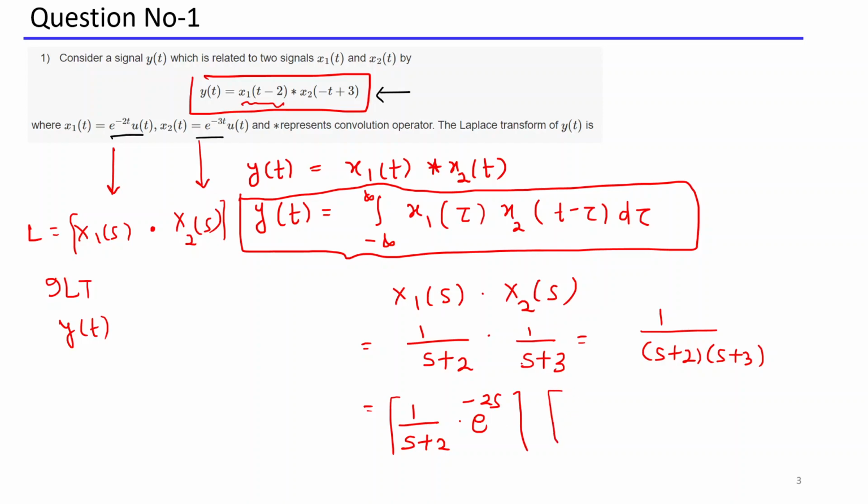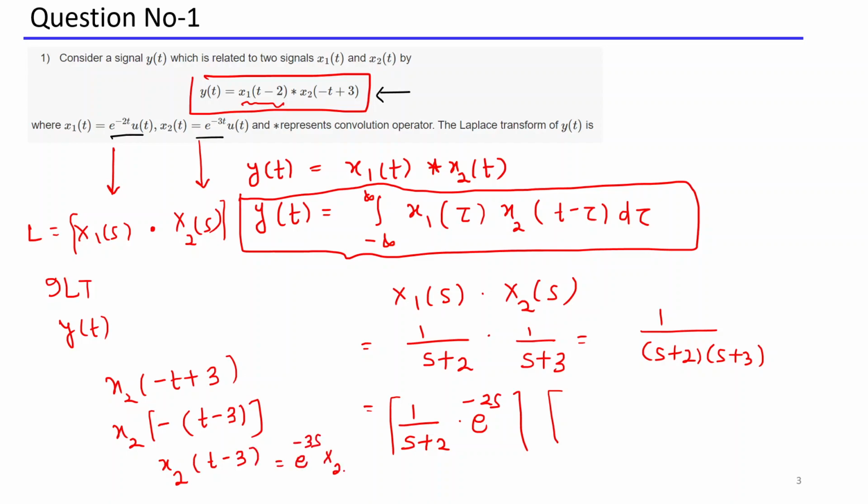And the second part is similar, you take a minus common. What is the Laplace transformation of X2 of minus t plus 3? You just do like that. You take minus common here and the signal will be like this. Okay, this is the signal. Now first forget about the minus. Suppose assume that this signal is X2 of t minus 3. Then what is the Laplace transformation? e to the power minus 3s times X2 of s. Your X2 of s is this one, 1 by s plus 3.